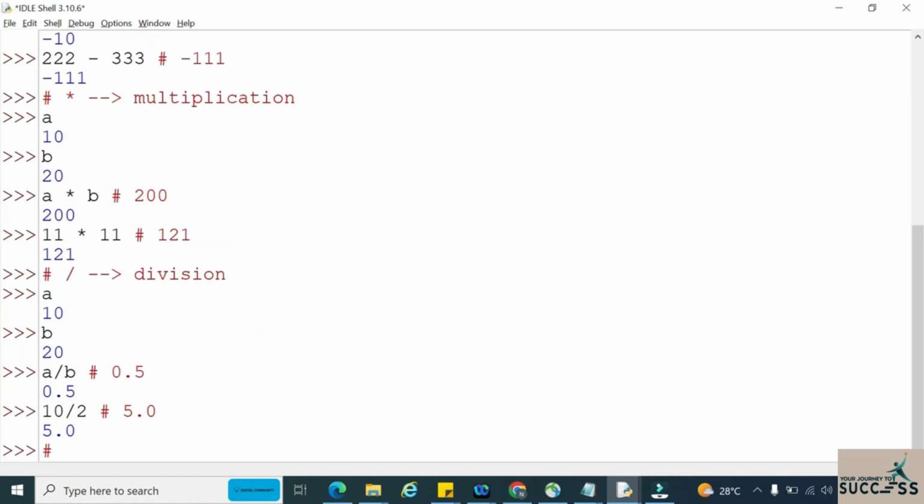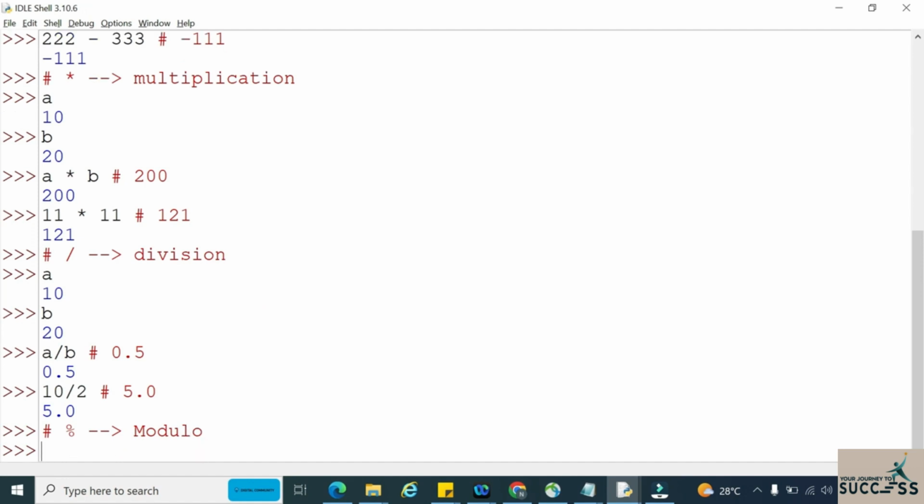Modulo is nothing but the percent symbol. By using this percent symbol we can perform the modulo operation in Python. So what does it do? When we divide two numbers, there will be a remainder, right? That remainder will be returned by this modulo operator.